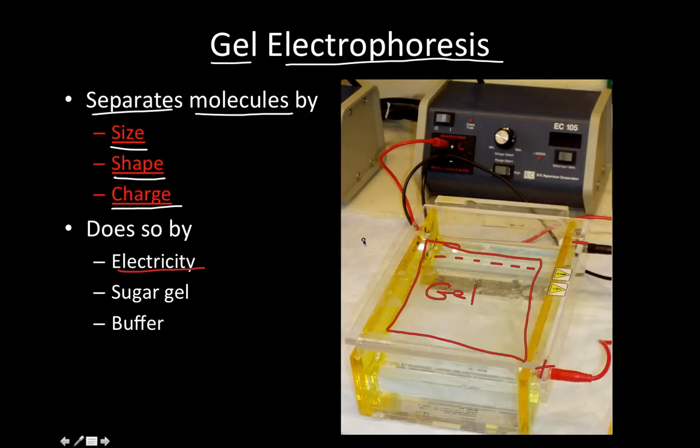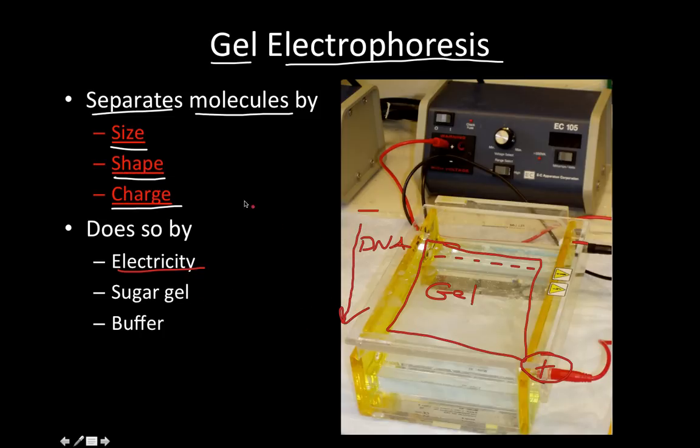In our case, we're primarily focusing on DNA. Notice I put DNA at the negative end because DNA is negatively charged. So if DNA is negatively charged, it's going to be attracted to this positive end down here, and therefore it will travel in that direction.